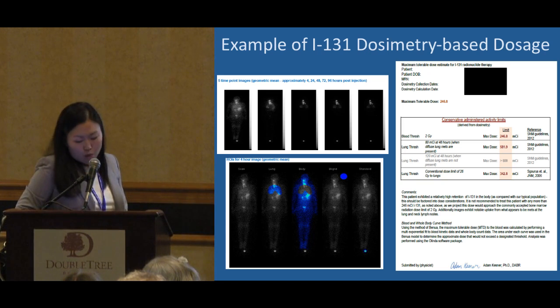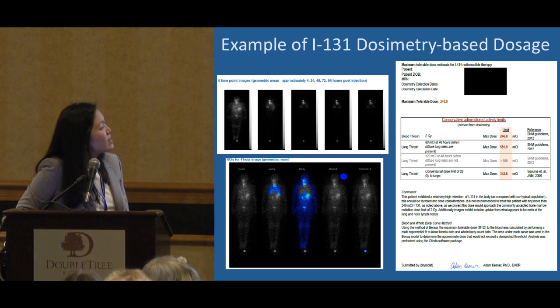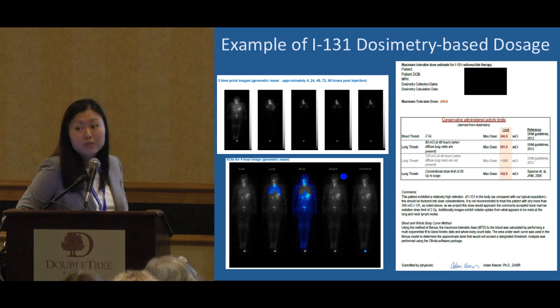And in this patient, what we see is that, I'm sorry, the lettering is so small. So we look at what we call the blood threshold, which is the bone marrow, and the lung threshold. And in this patient, it ends up being that the limiting factor in giving them radioactive iodine is going to be their blood threshold. So in this patient, we can probably safely give them up to 250 millicuries, because that's how much their bone marrow may tolerate.